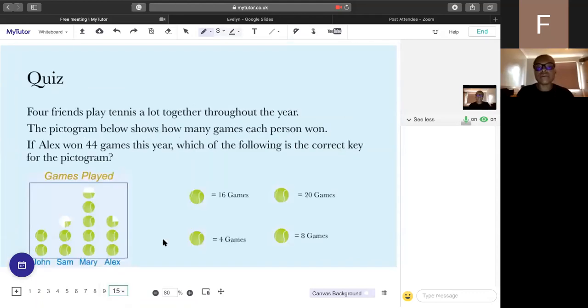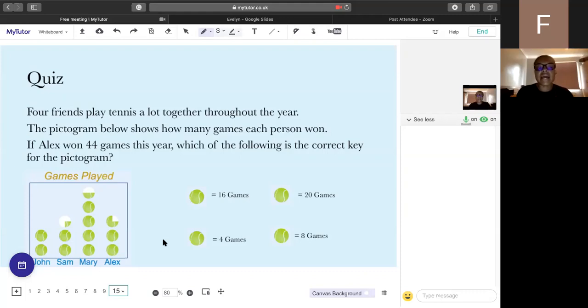So let's do a quick quiz with this. 4 friends play tennis a lot together throughout the year. The pictogram below shows how many games each person won. If Alex won 44 games this year, which of the following is the correct key for the pictogram? So would it be 16 games, 20 games, 4 games, or 8 games?